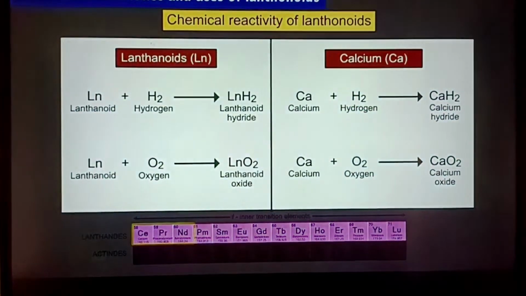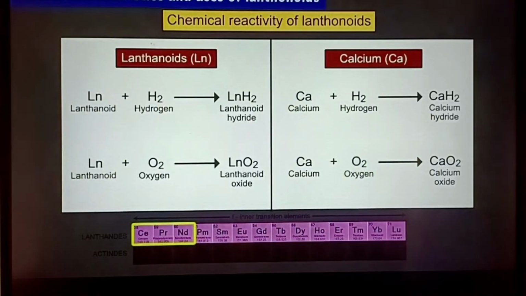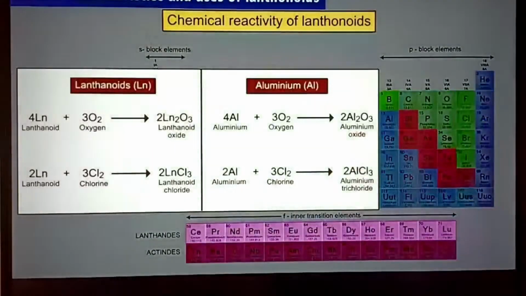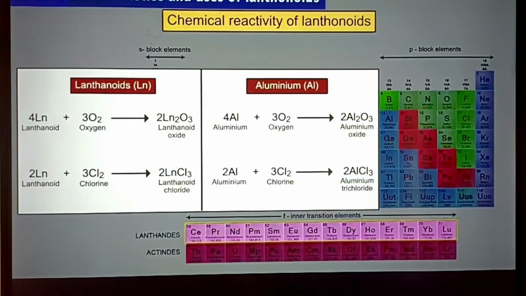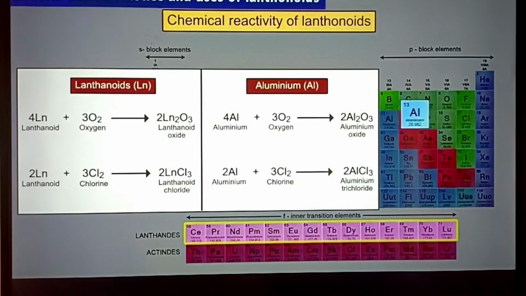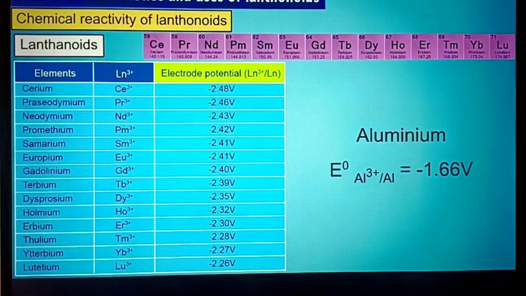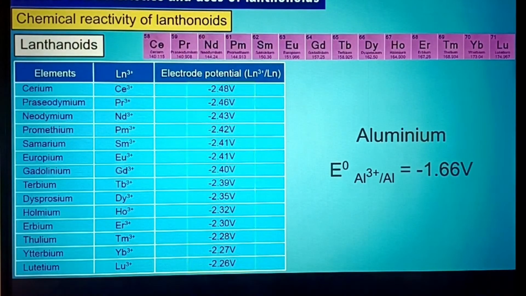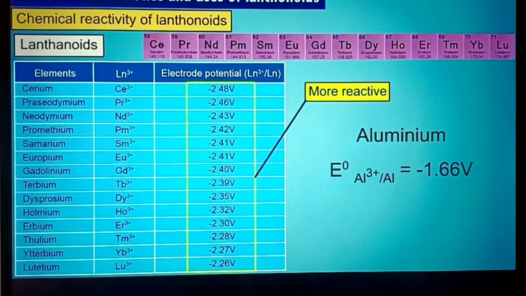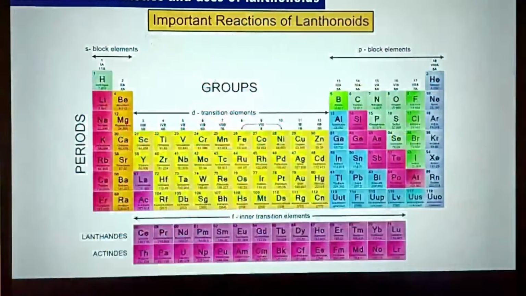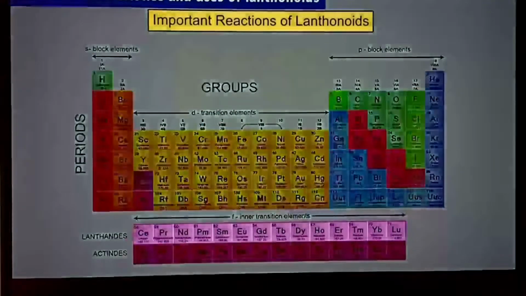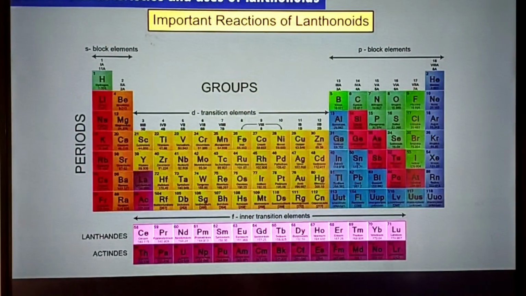The first few members of the lanthanoids are quite reactive and show chemical behavior similar to that of calcium. However, with an increase in the atomic number, they behave more like aluminium. The standard electrode potentials of the Ln3+/Ln couple indicate that all the lanthanoids are more reactive than aluminium. Let us now look at some important reactions of these elements.